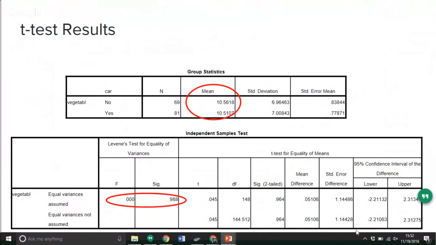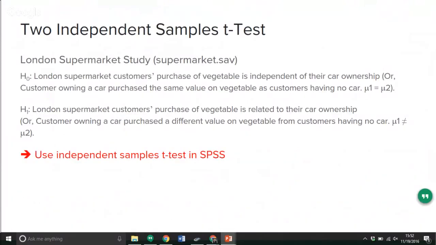Again, p is greater than 0.05, which means that there is no significant difference between the groups, period. Which means that if I go back to my hypothesis, there's no significant difference. And if there's no significant difference, then what I'm saying is that customer purchase of vegetables is independent of their car ownership.